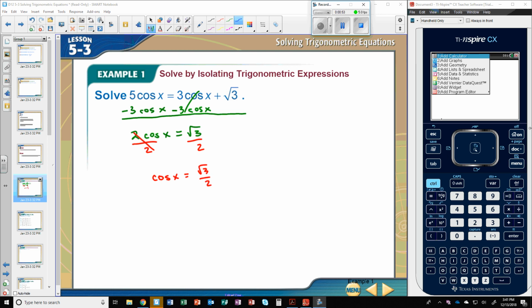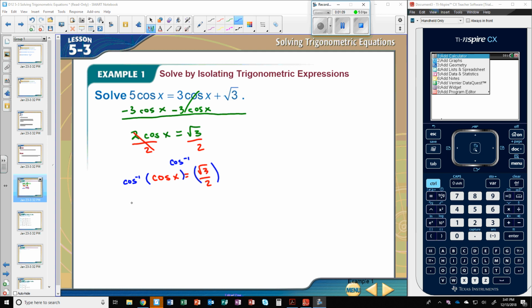Now, to get x by itself here, you have to take the inverse. Cosine inverse of cosine would cancel those out. And so that's what I'm going to do here, is I'm going to look for the cosine inverse of square root of 3 over 2.